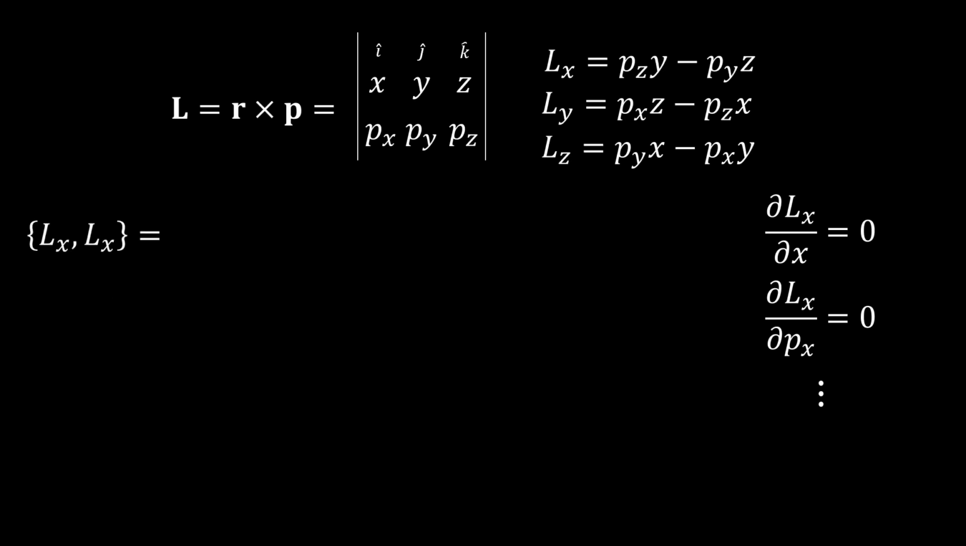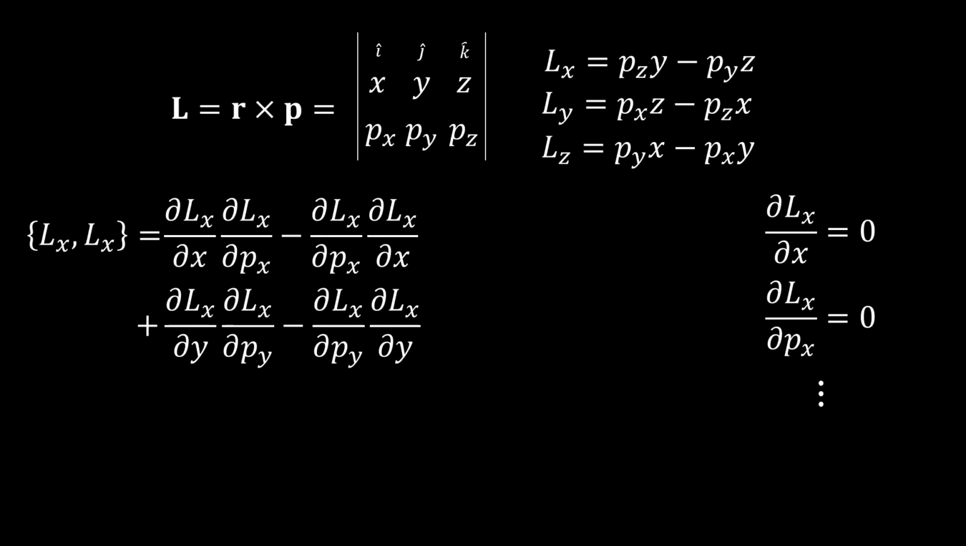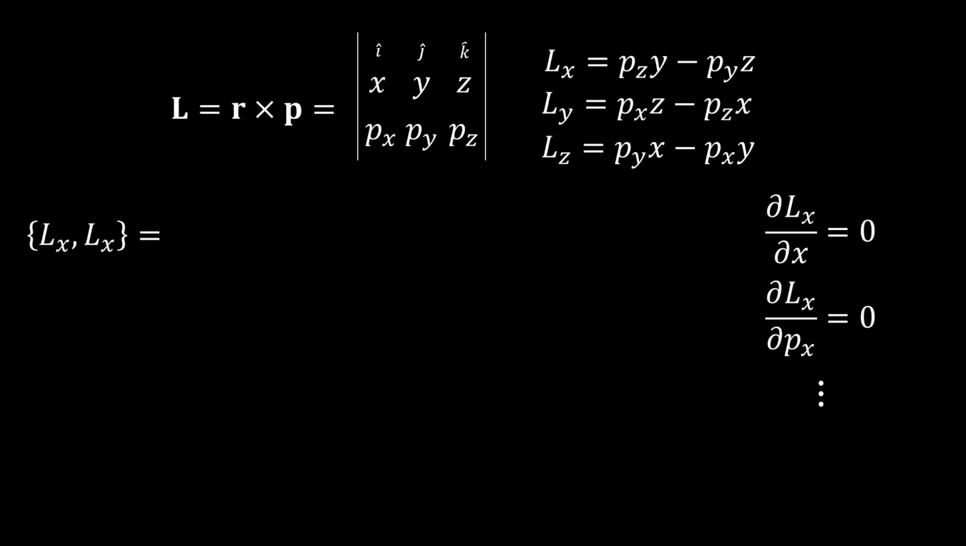The final bracket we're asked to evaluate is Lx with itself. Thankfully, this one is pretty simple. This term is the same as this term, so they cancel out. It's the same story with these 2 terms, and again with these 2, so the whole thing is just 0.